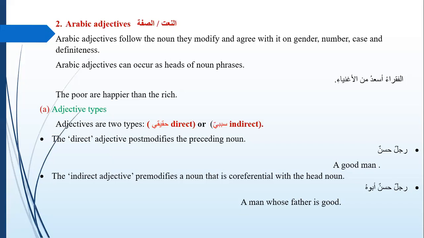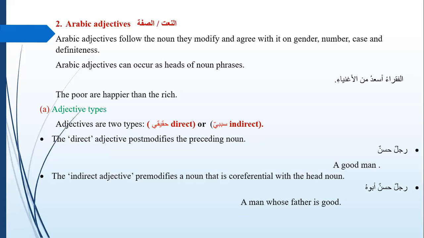In English, you can't say girl beautiful. Can you say girl beautiful? Man strong. Can you say man strong? You can't say strong man. But in Arabic, it's the opposite, and you have to be careful to this during translation.